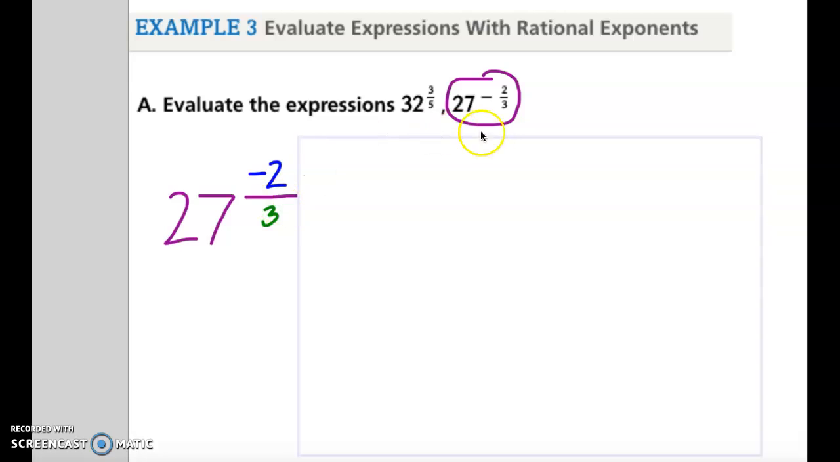First thing we do is I put that negative with the numerator. It can really go with the numerator or the denominator. I'm going to stick it with the numerator. It doesn't matter which one. It makes it a little bit easier when we put the negative with the numerator. So I would read this as negative 2 over 3.